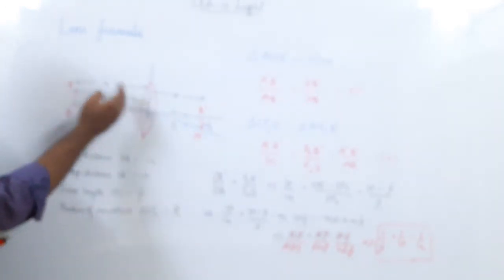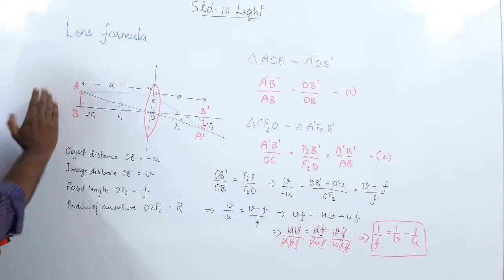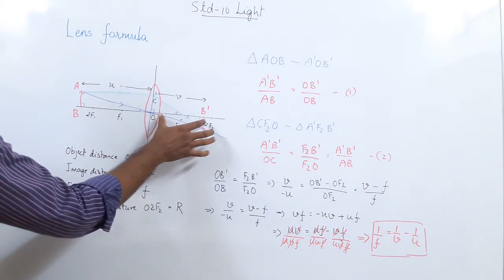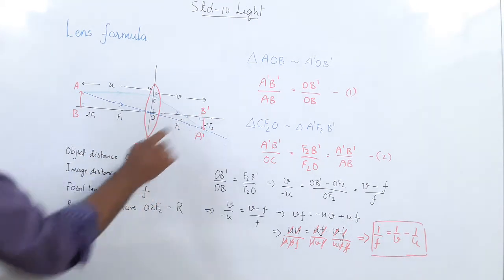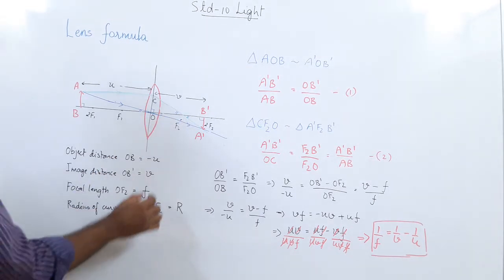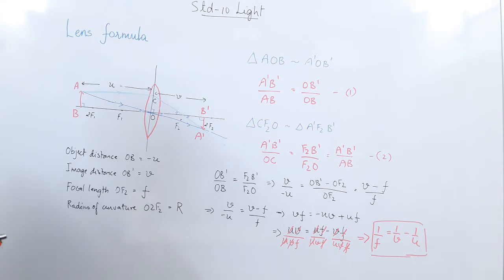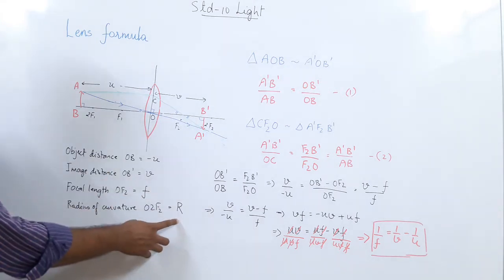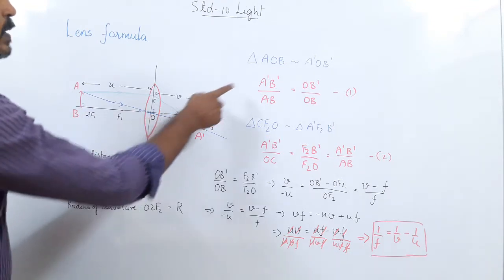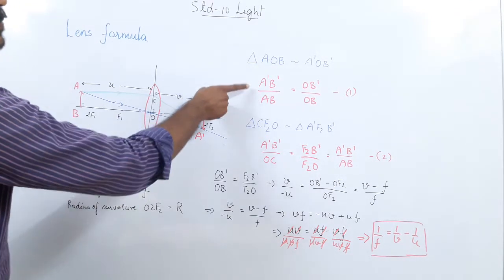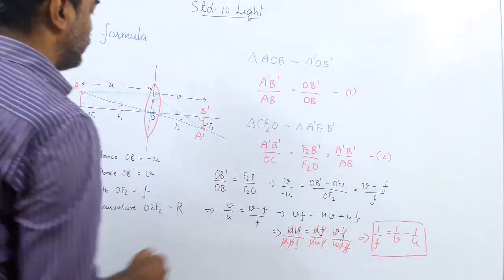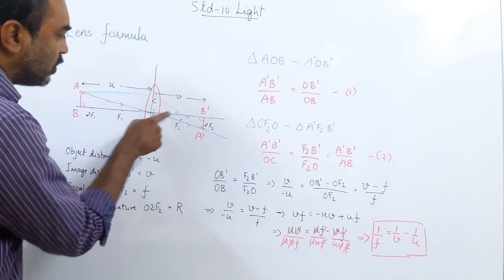Again, the object is always on the left side. By convention, we keep it on the left side. So object distance OB equal to minus U. The image is formed here. So OB prime is V because it is formed on the right side. The focal length is OF2, that is F. And the radius of curvature is O2F2 equal to R. But we are not making use of this. We first took this triangle AOB, and A prime OB prime is similar. So you got A prime B prime upon AB equal to OB prime upon OB. That was 1.